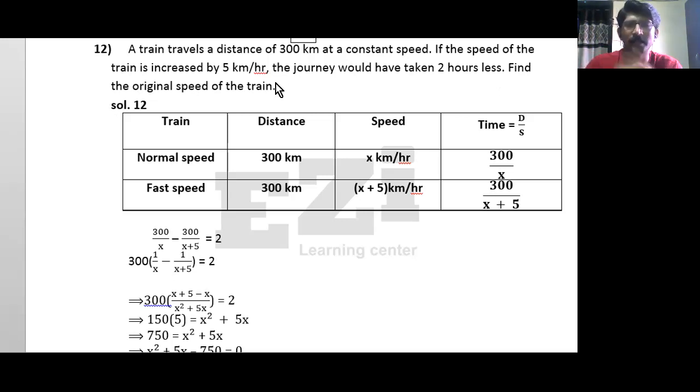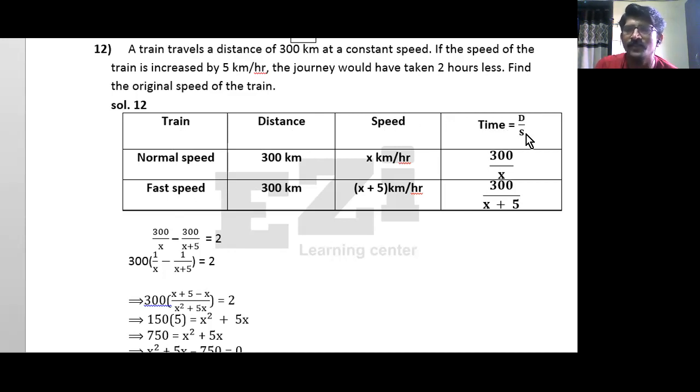Now, let's move ahead. How to do this type of question? There are various methods, guys, to do this type of question. But I love this box method. This box helps you a lot. Say first of all, it is written train, one is normal speed, one is fast speed. Because a train travels a distance of 300 kilometers, so first we will write distance, speed and time.